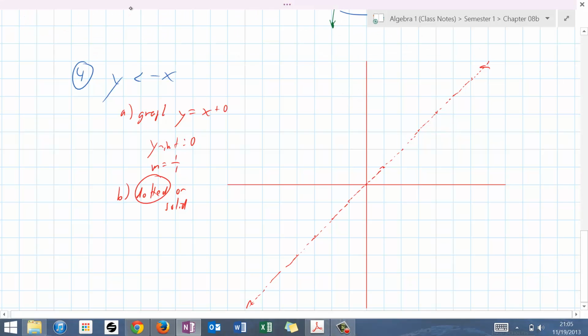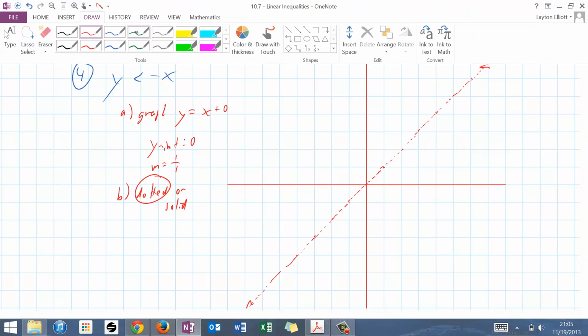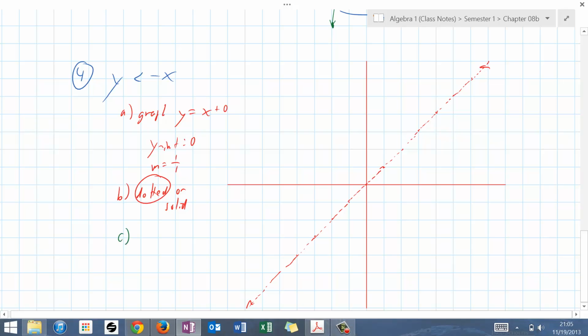I can't test 0, 0, because 0, 0 is on the line itself. If I plug 0, 0 in, I get 0 is less than 0, and that's not true. So I can't test 0, 0. I'm going to have to pick another point. Don't pick 1, 1, that's the same problem. Let's pick any point that's not on this curve.